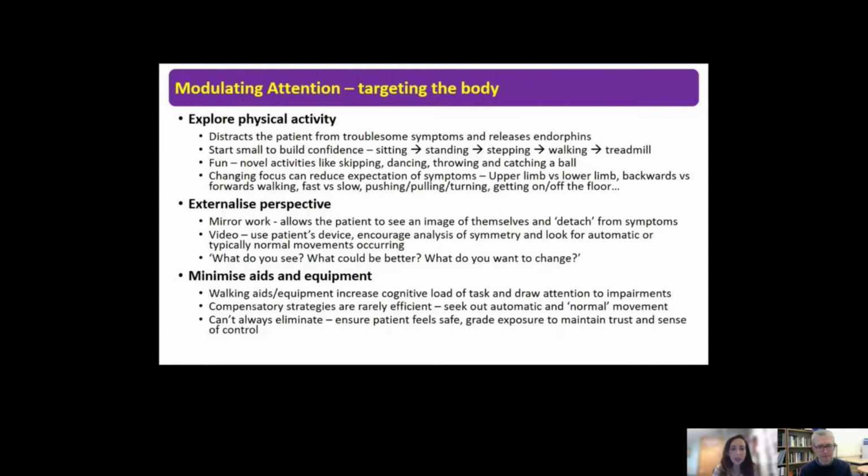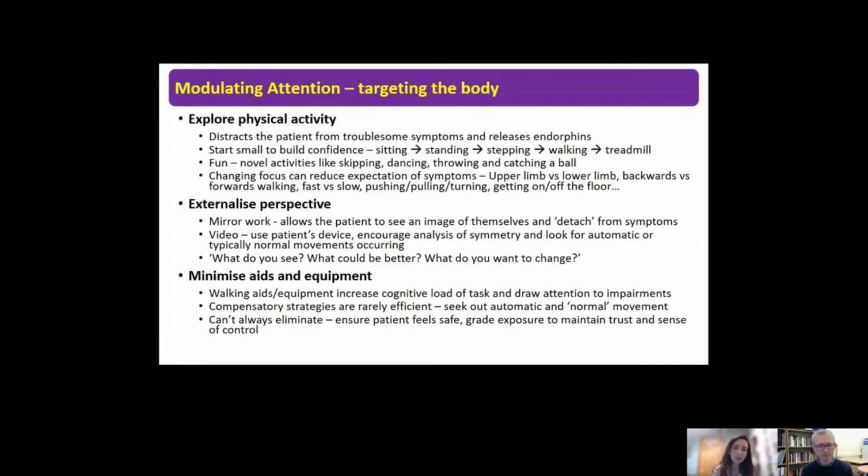Using mirrors or video can be a really nice way of externalizing perspective, and there are videos of patients on YouTube where they've discovered this themselves, that they're actually able to move their body easier if they look at their reflection than if they just focus on the internal process of moving their body. It's a really nice way of detaching the visual from the internal a little bit. And obviously if you do video, it's great for the patient to go away and look at that in their own time and make some notes on what they can see, and you can talk through that movement analysis together.